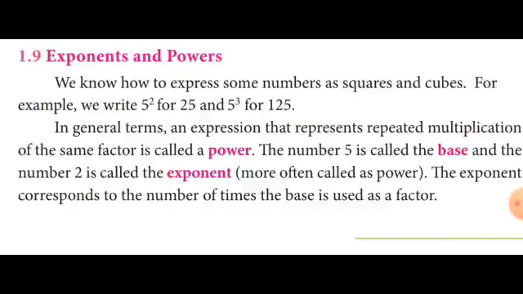We know how to express some numbers as squares and cubes. For example, we write 5 square for 5 into 5, 5 5s are 25, and 5 cube for 5 into 5 into 5, that is equal to 5 5s are 25, 25 into 5 is equal to 125.